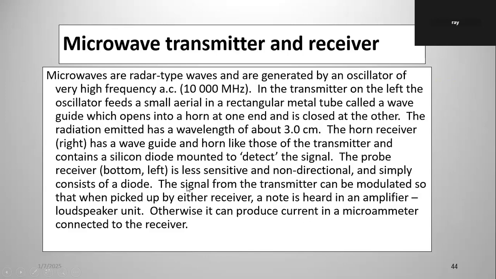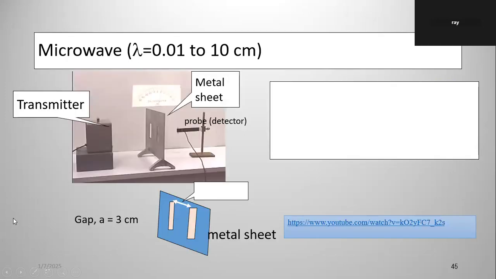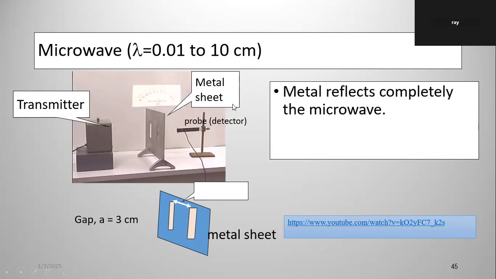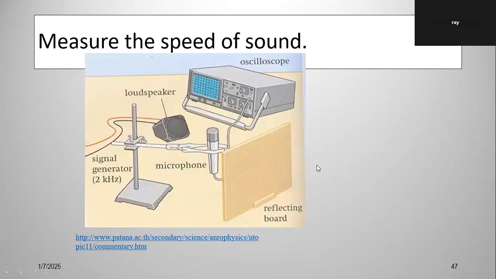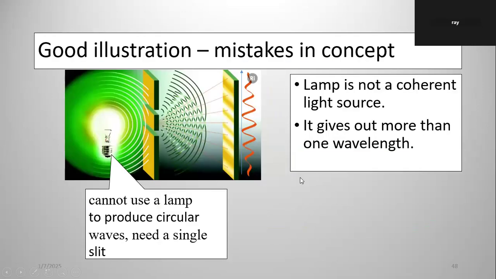You are free to go and read this one. Won't go into that. Microwave, the range in wavelength is 0.01 to 10 cm. That's a setup from when we use microwave for double slit interference. We use a gap of about 3 cm. You won't need to bother about that.